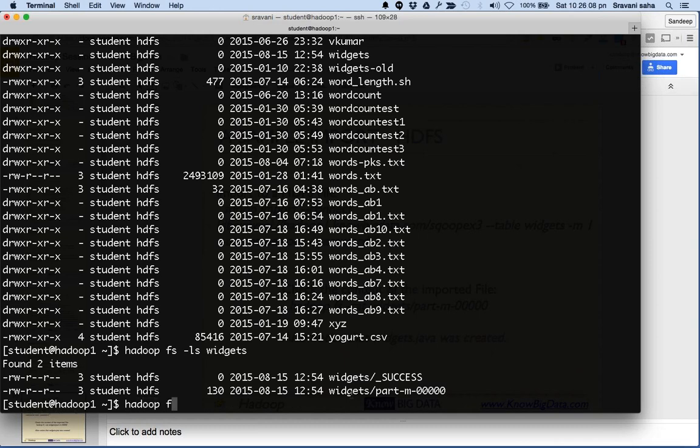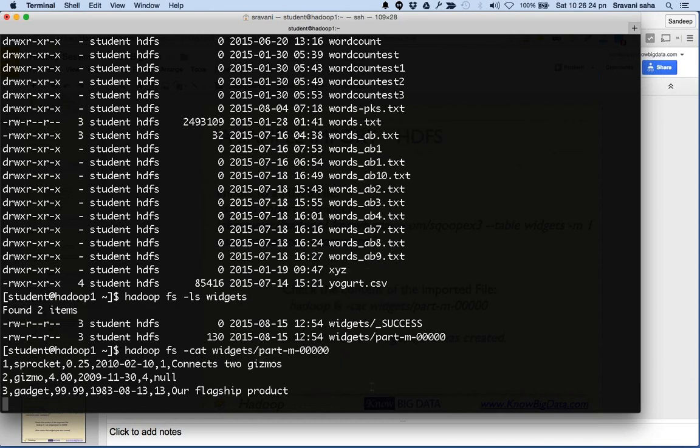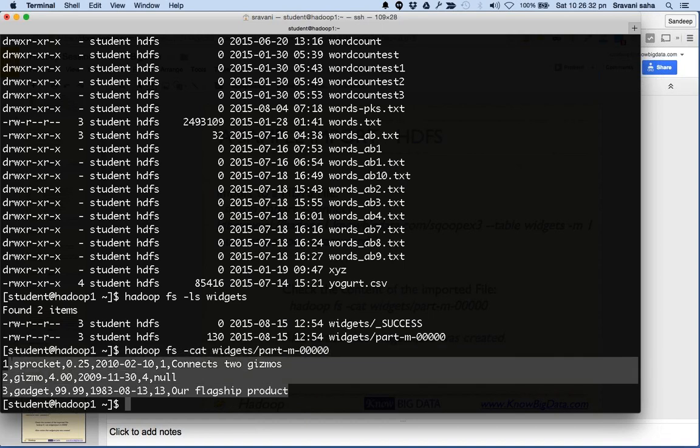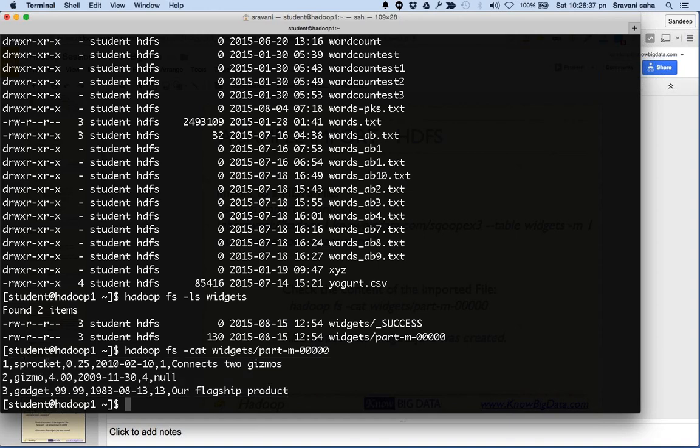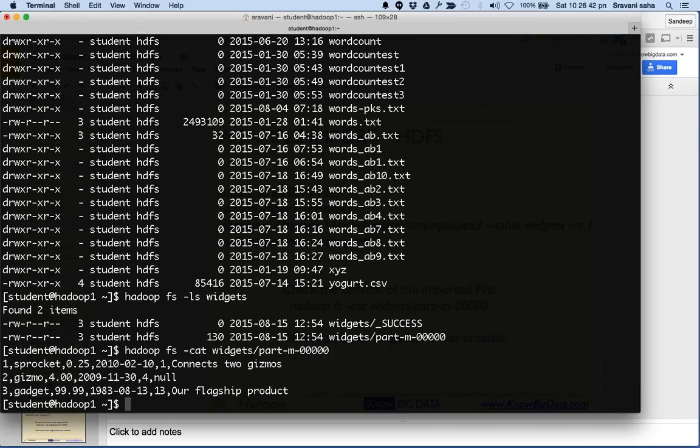Okay, we can say Hadoop fs minus cat, and then say. You can see that our data is now in HDFS in a comma separated format. Sounds good to you?